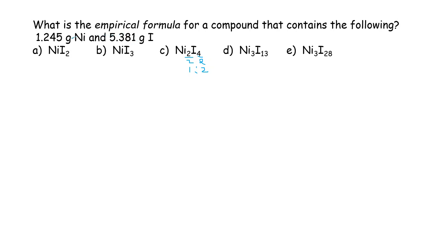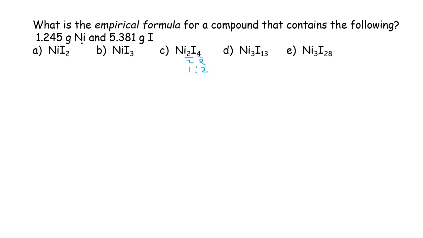But because we already have the mass information, in order to find out what the empirical formula is, we first have to find out the relative moles of each element. So we have the mass. In order to find out the moles, we just simply convert from mass to moles using molar mass. And again, I prefer to do the dimensional analysis. So first, let's start with Ni, nickel.